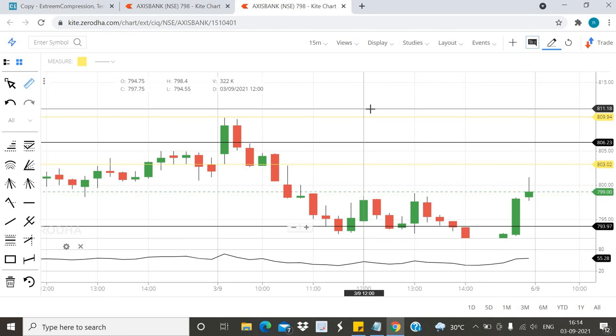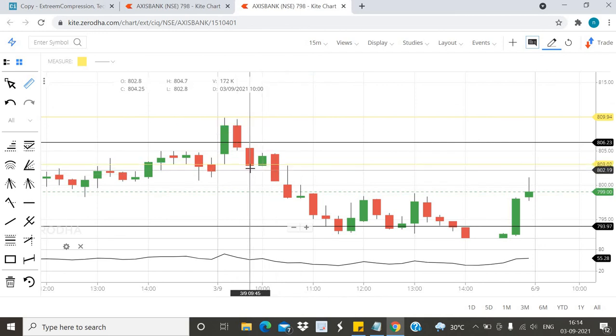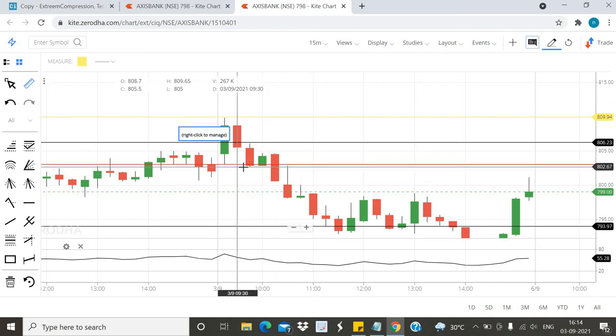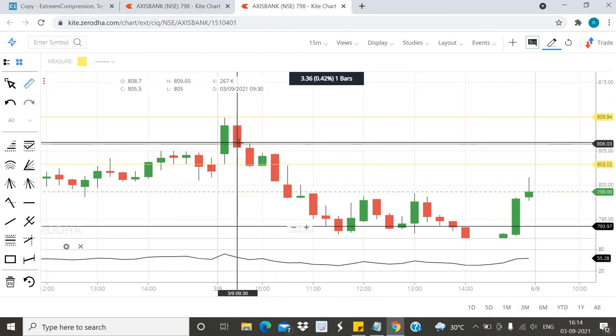Based on your risk appetite, you can keep the risk reward as per your type. Here I am considering a 1:2 risk reward. So the risk I am taking is 3.77 rupees and the reward I got is 7 points. So 1:2 satisfied, and this was a profitable trade.